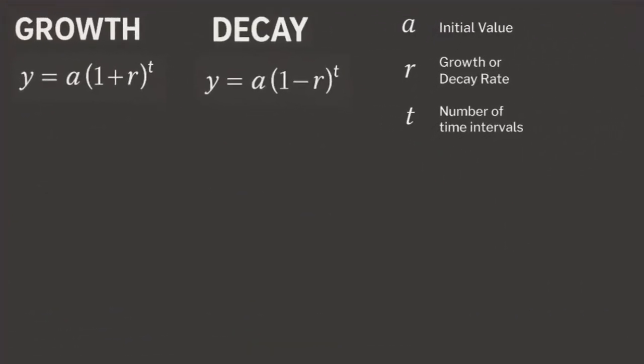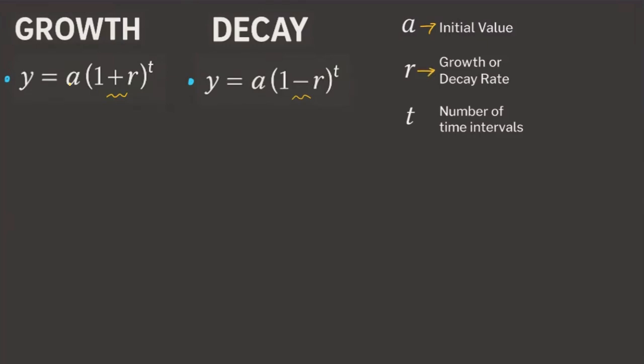Let's take a look at the growth and the decay functions. The exponential growth looks like this: y equals a times (1 plus r) to the power of t. And the decay function looks like this: y equals a times (1 minus r) to the power of t. So you can see that there is a difference of sign. There's a plus and there's a minus, where a is the initial value. This can be a quantity, anything which is given at the start of the experiment. And r represents the growth or decay rate.